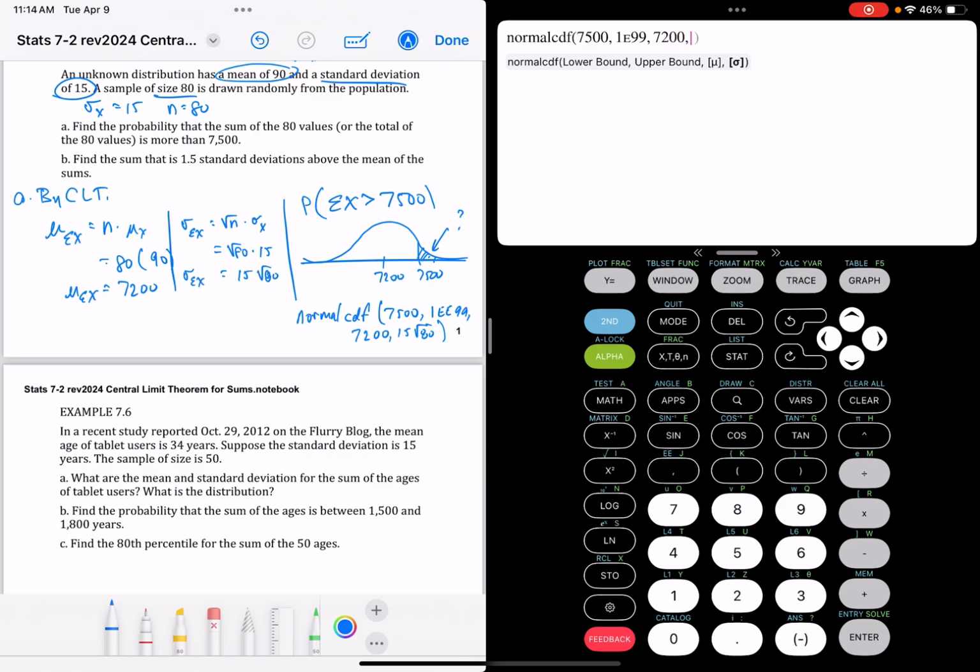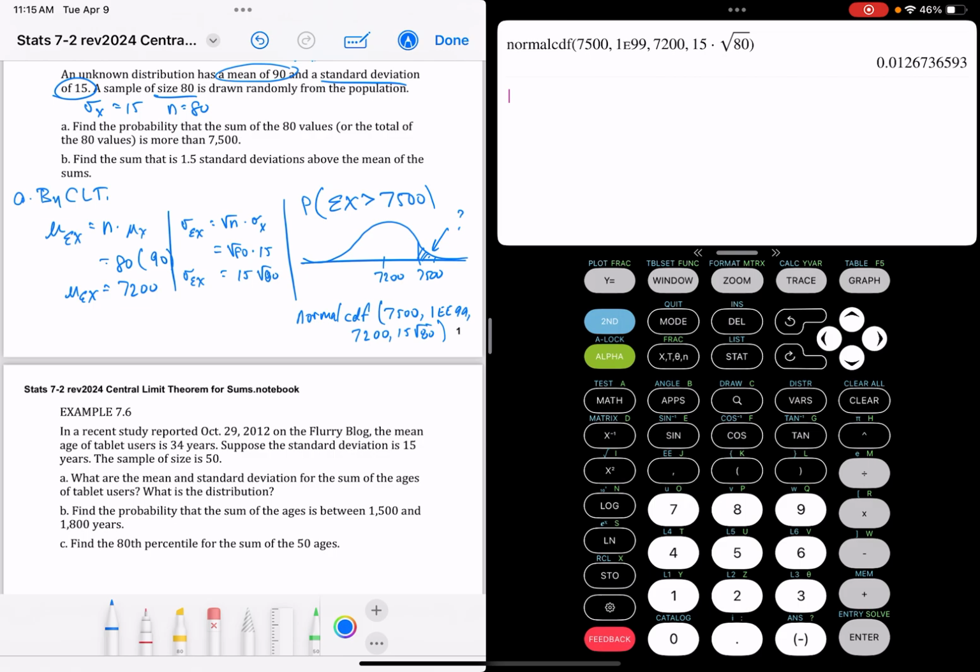$7,200, and I'm going to have 15 times the square root of 80, so I'm just going to go ahead and type that in, 15 times square root 80. And we get a value of 0.01267, so not a very high value overall in this case.